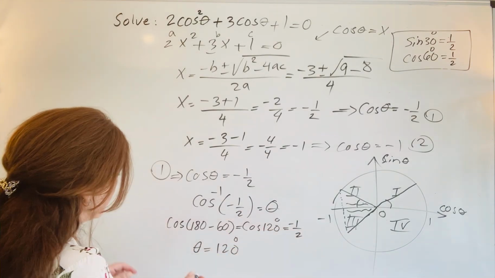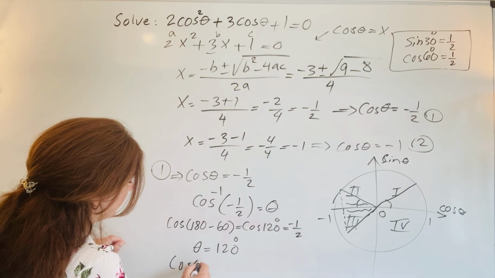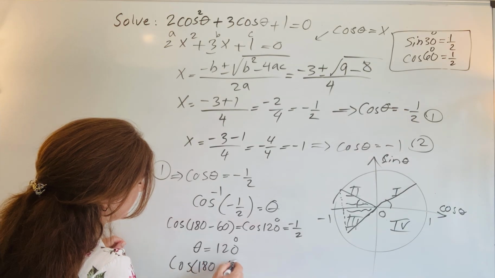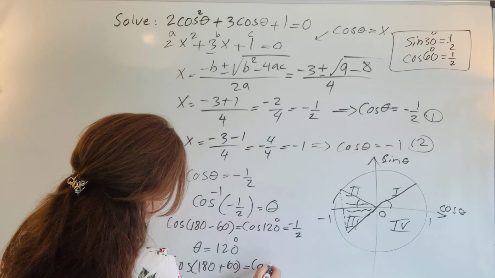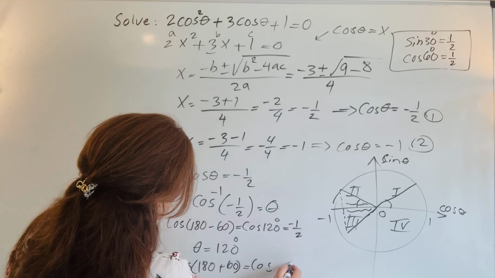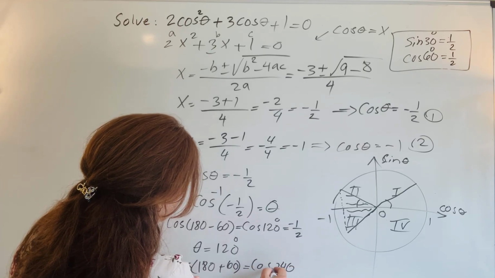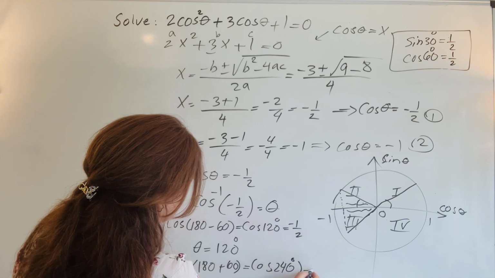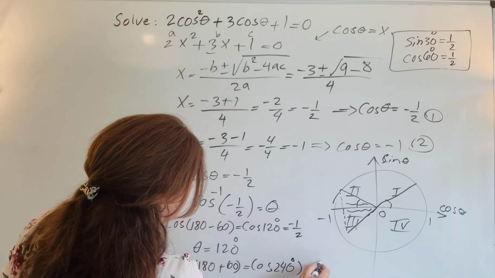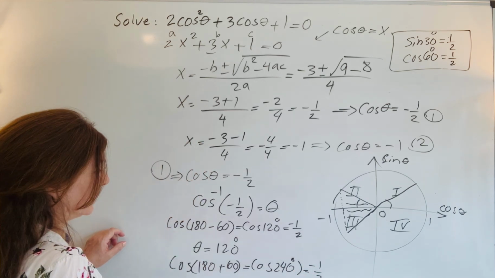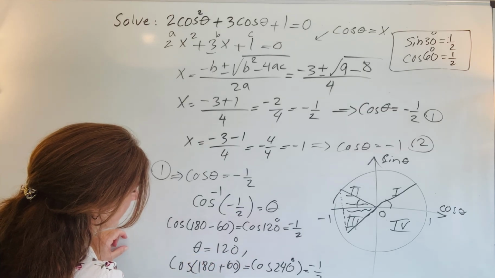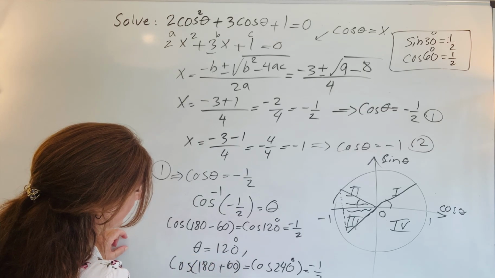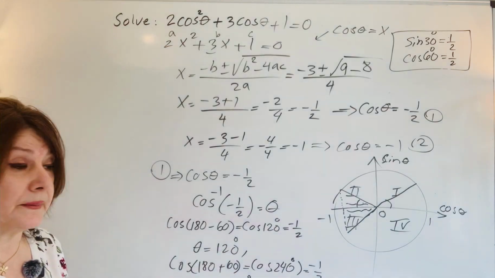Or the other way: cosine of 180 plus 60, cosine of 240 degrees, is negative half. So theta can be 120 or 240 degrees, because cosine is negative.